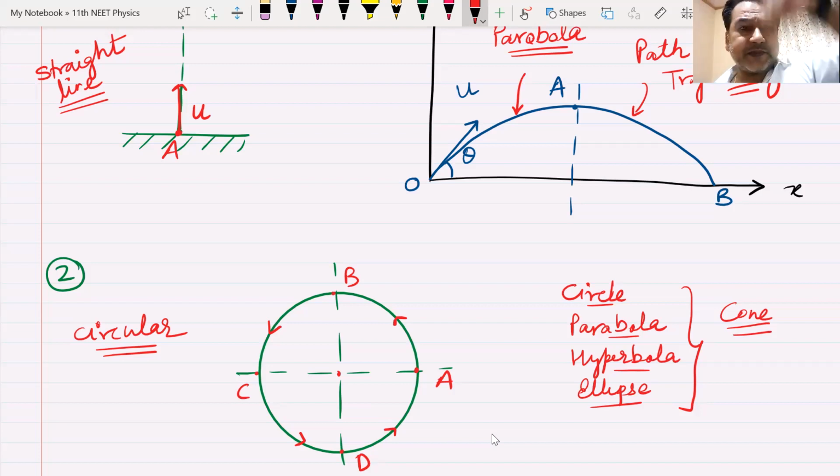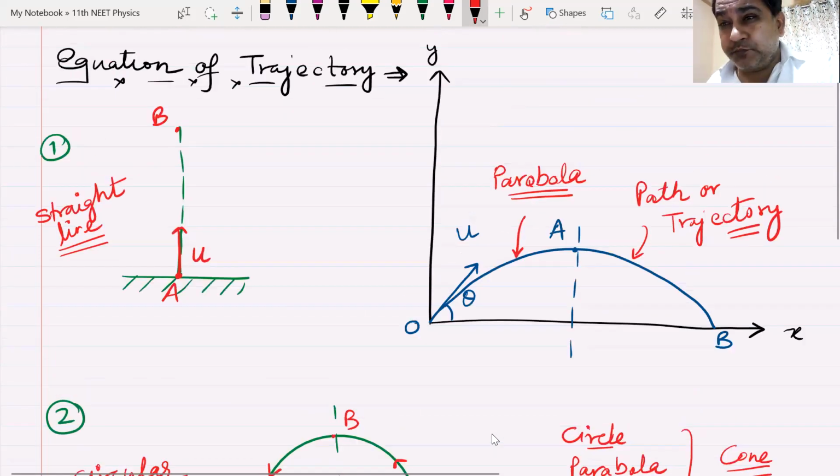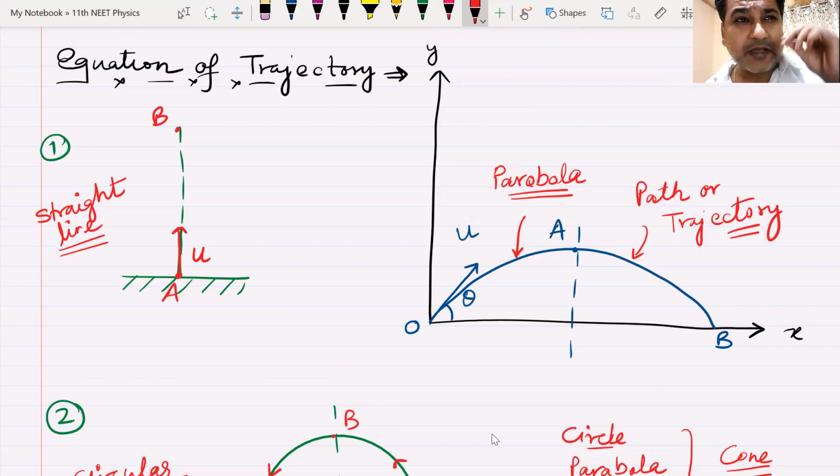A particle goes straight up and straight down or moves on a horizontal road straight. The path is a straight line. When it moves in a circle, the path is circular, the trajectory is circular. In case of an oblique projectile, it follows not a straight line, not a circle, but a path which is known as a parabola or parabolic path.